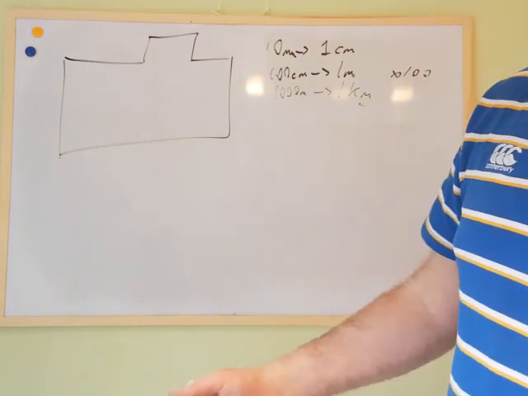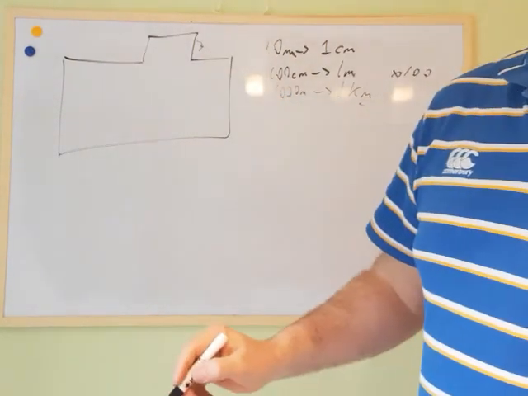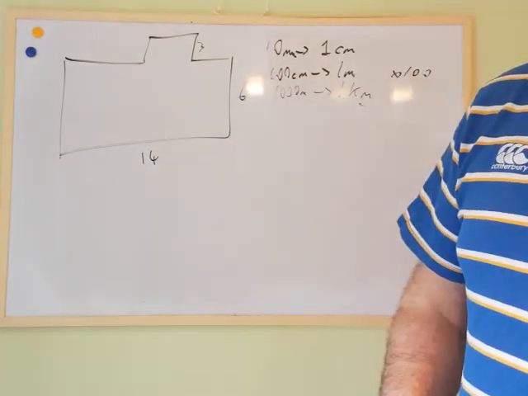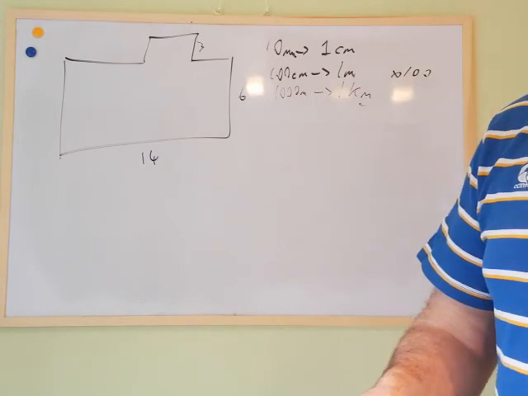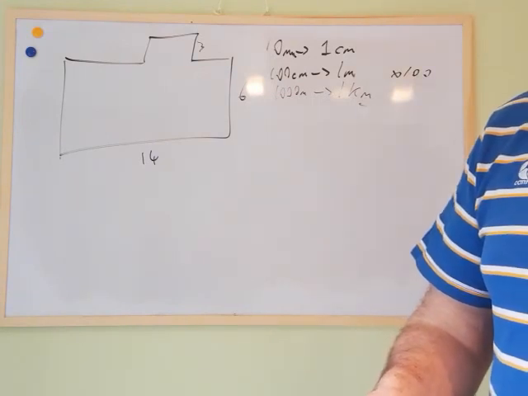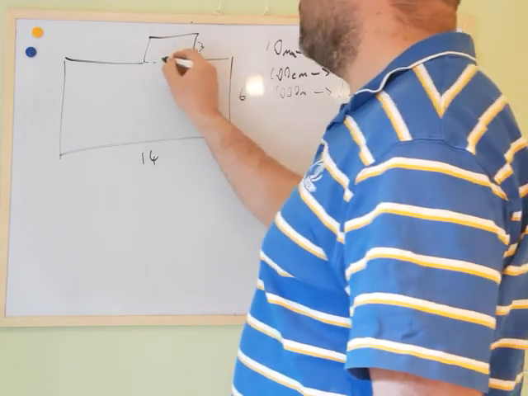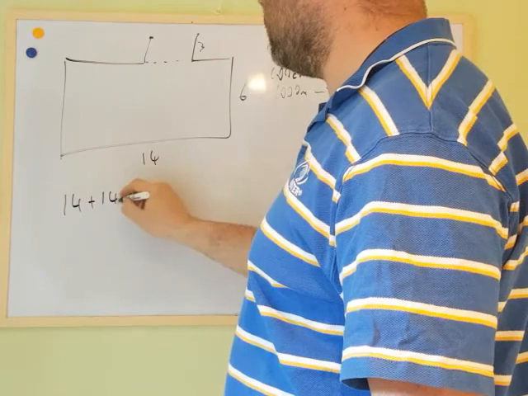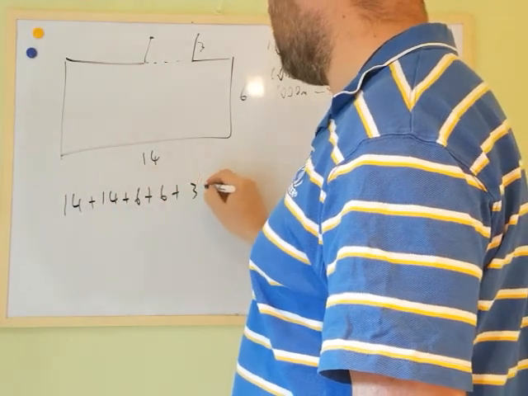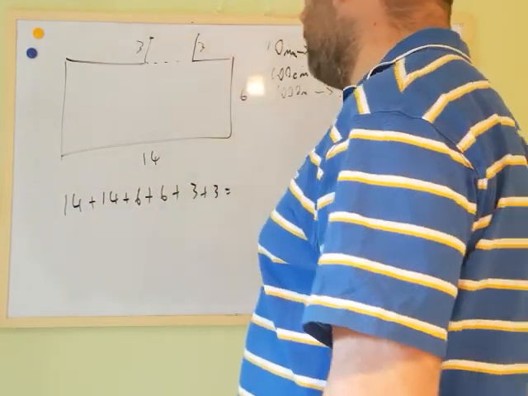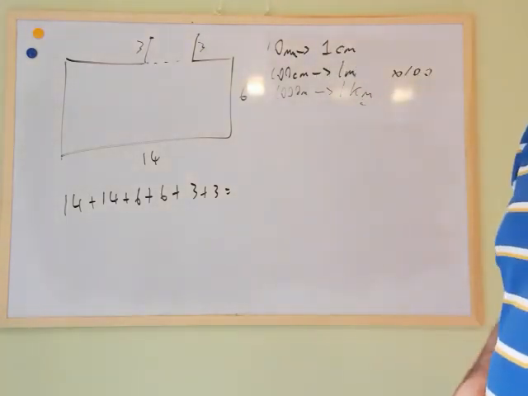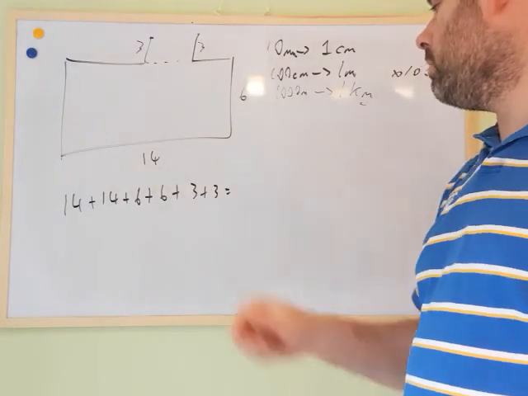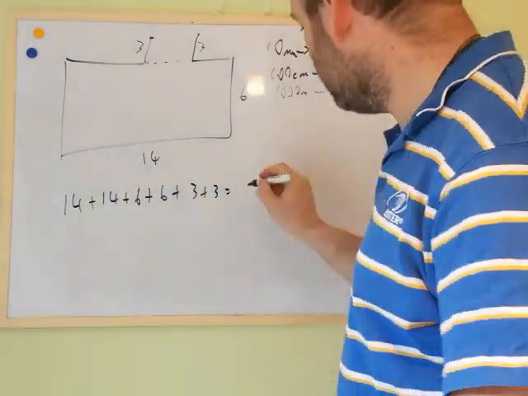So, find the perimeter of each of these shapes, explain your method. 3, 6, 14. Part of me's thinking I should have done these beforehand, but sure, look, it's grand. Okay. It's the exact same. Exact same thing again. 14 plus 14 plus 6 plus 6 plus 3 plus 3. Okay, folks? So that's going to be, what, 20 by 2 is 40, plus 6, 46.